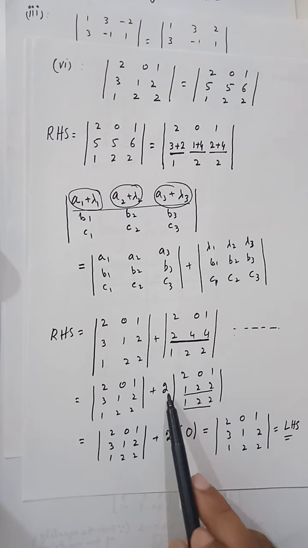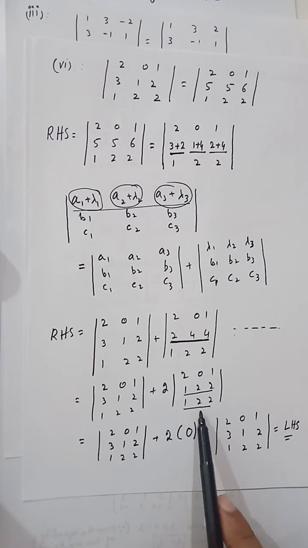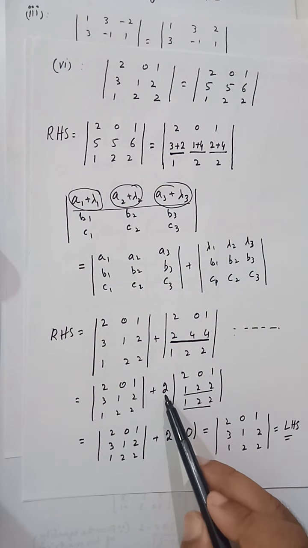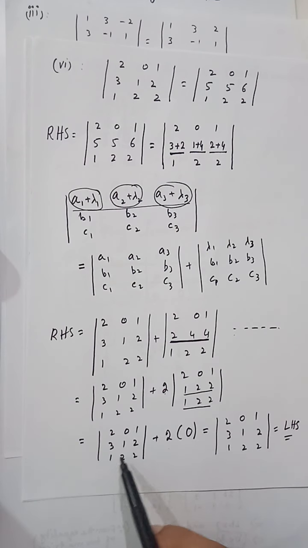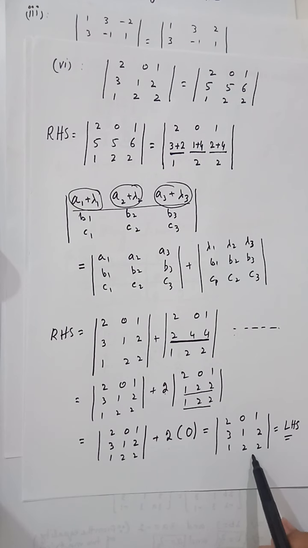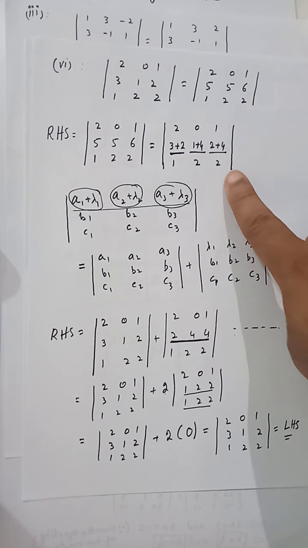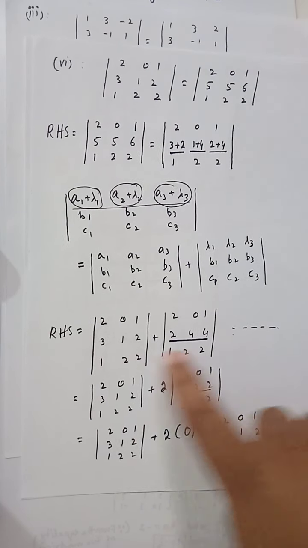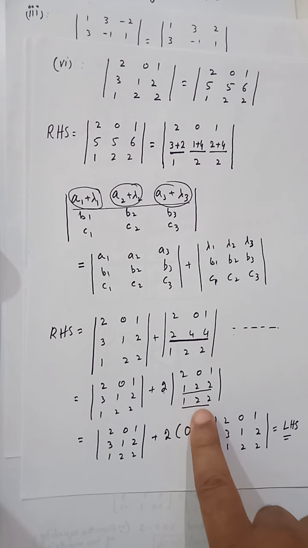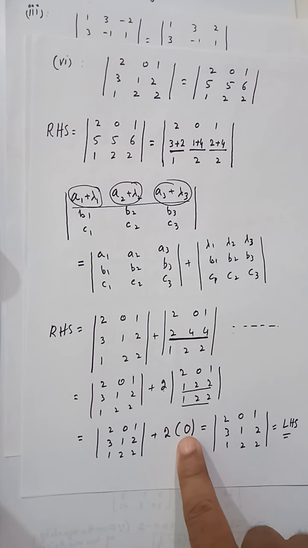And if I take 2 common from the second row, two rows become identical, and you know that if a matrix contains two identical rows or identical columns, you get determinant equal to 0. So 2 multiplied by 0, you will get 0. So you will get this determinant. You see that this is the required left hand side. So that's why left hand side and right hand side are equal. Here actually we are using two properties. One property is here that this single determinant is converted into two determinants, and one property is here that the determinant of this matrix is equal to 0.